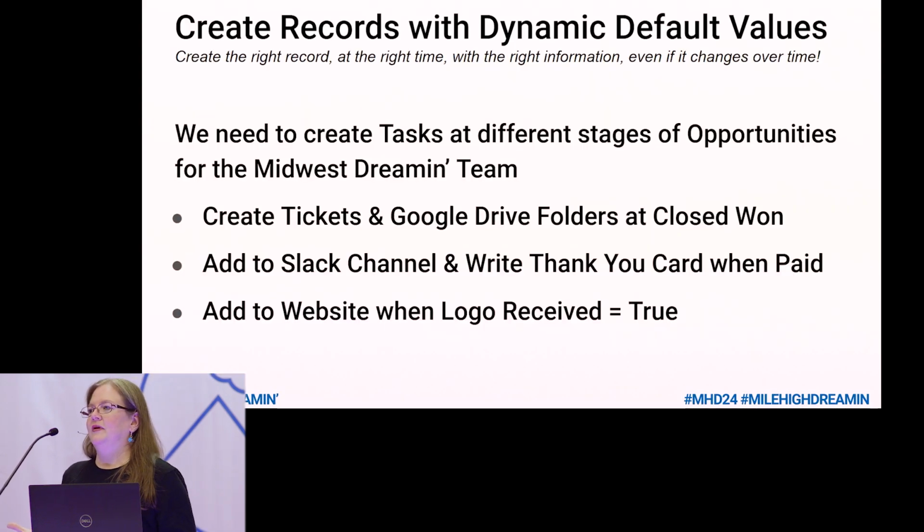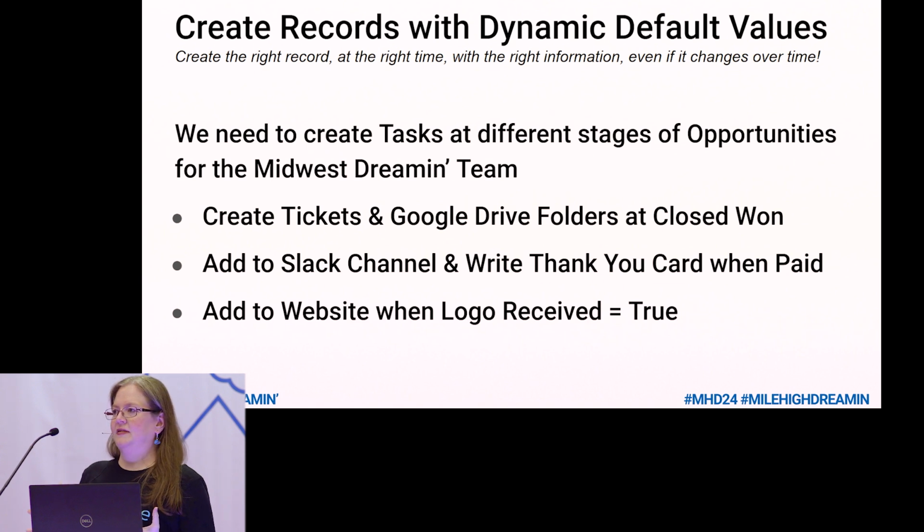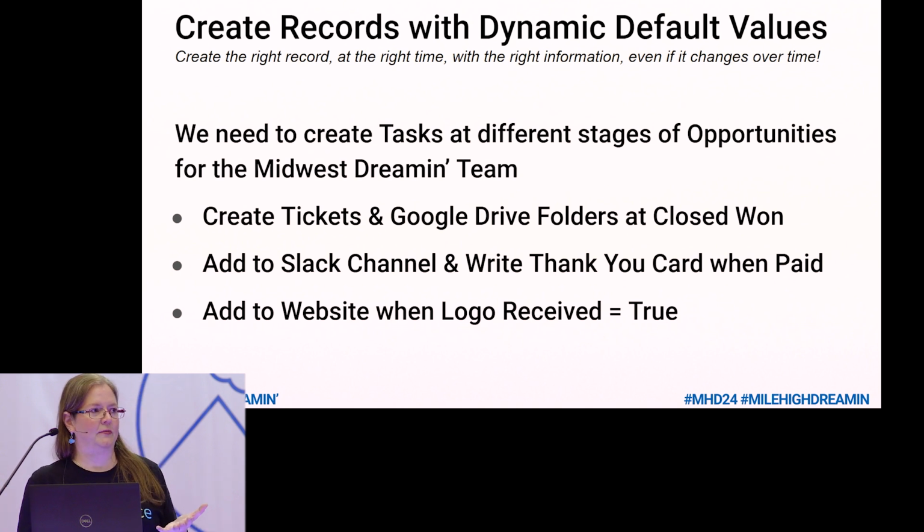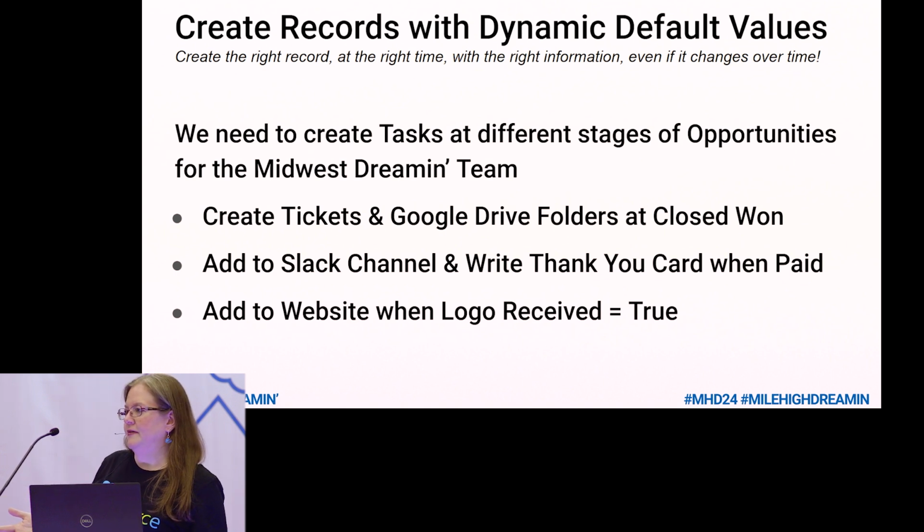So if you want to create records that have dynamic default values, you can set a default value on a field in an object, right? And that means you can set a value in that field, or if you want to get super fancy, maybe you can do a couple of things with a formula to set a default value. That only gets you so far. What I wanted to do is be able to create a repeatable set of tasks for every sponsor that signs with Midwest Streamin' at specific points in our opportunity process or our sales process.